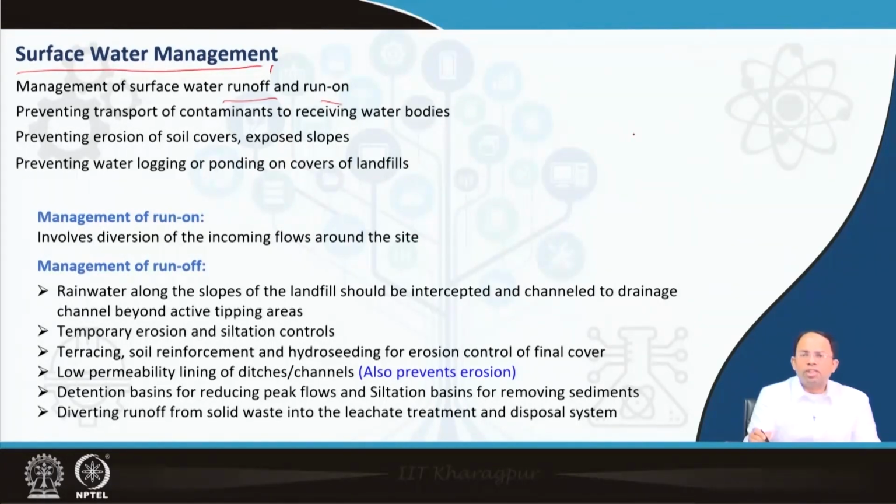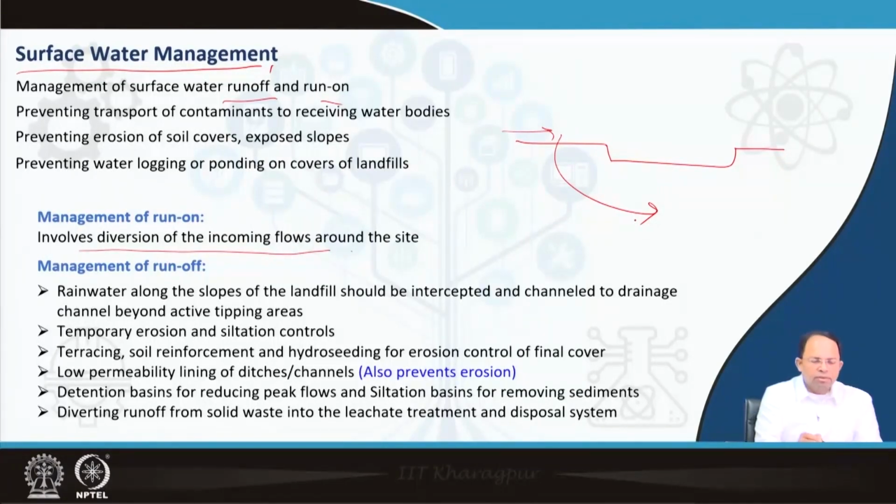Run-on is the water which is moving from the surrounding area over to the active landfill site. So we want to prevent that. To prevent that, we have to divert the incoming flows around the site. If I have got my landfill site, I cannot allow water to move over here. So I have to divert it around the landfill site, right? The other is, of course, we have to prevent transport.